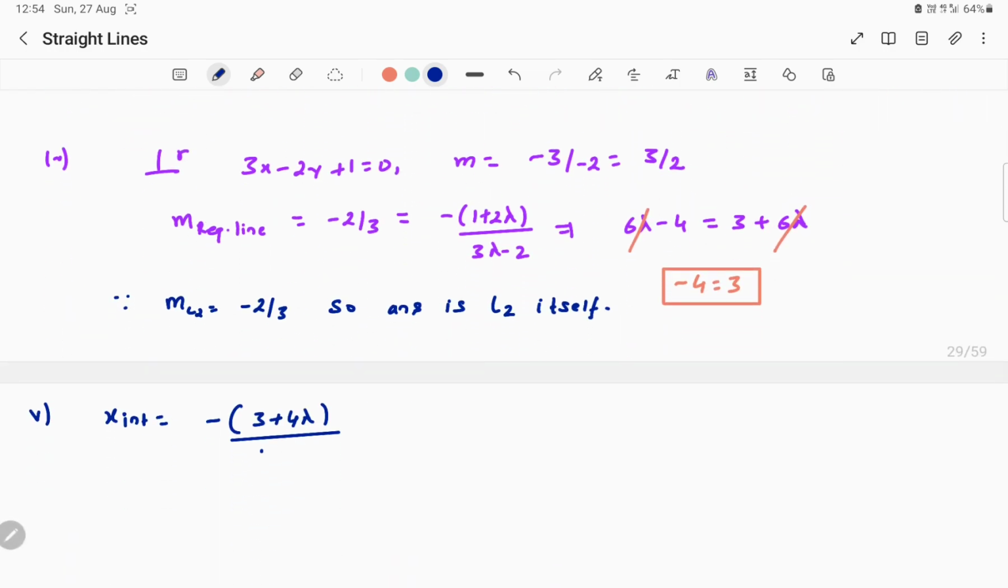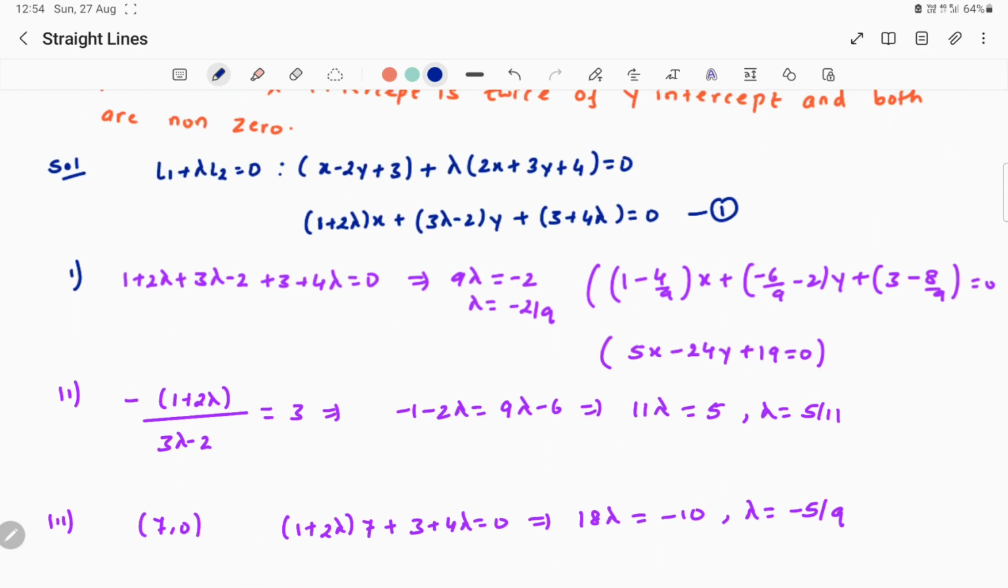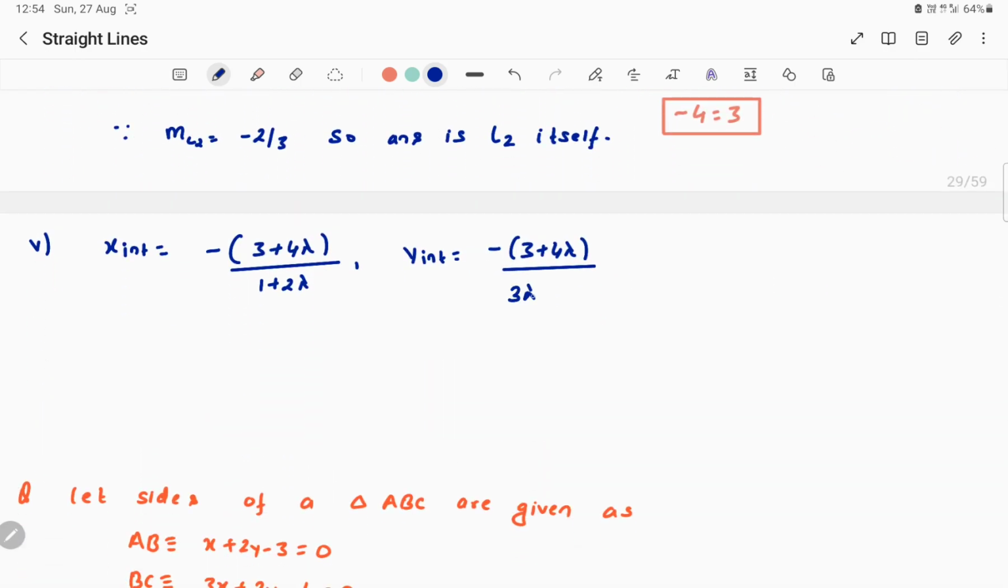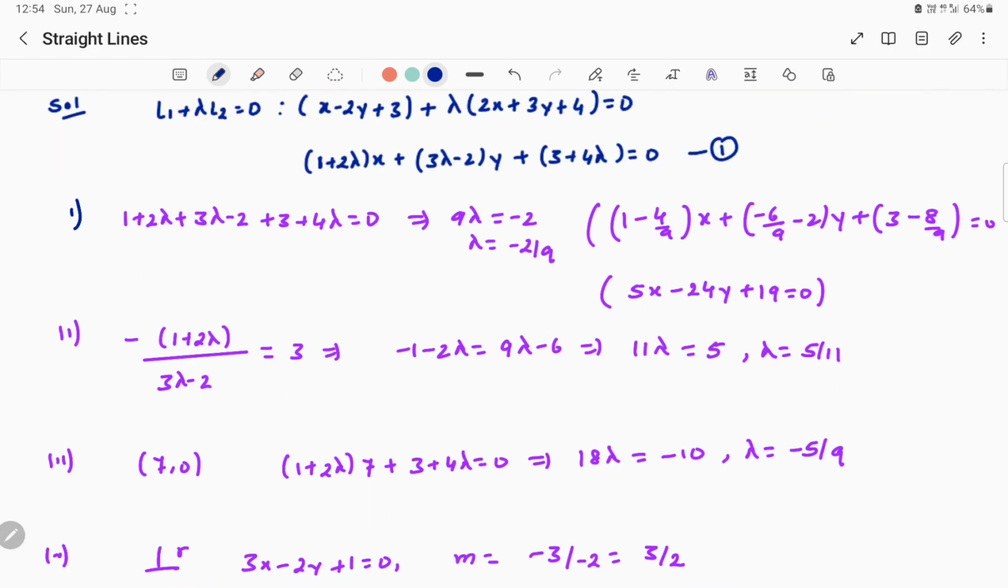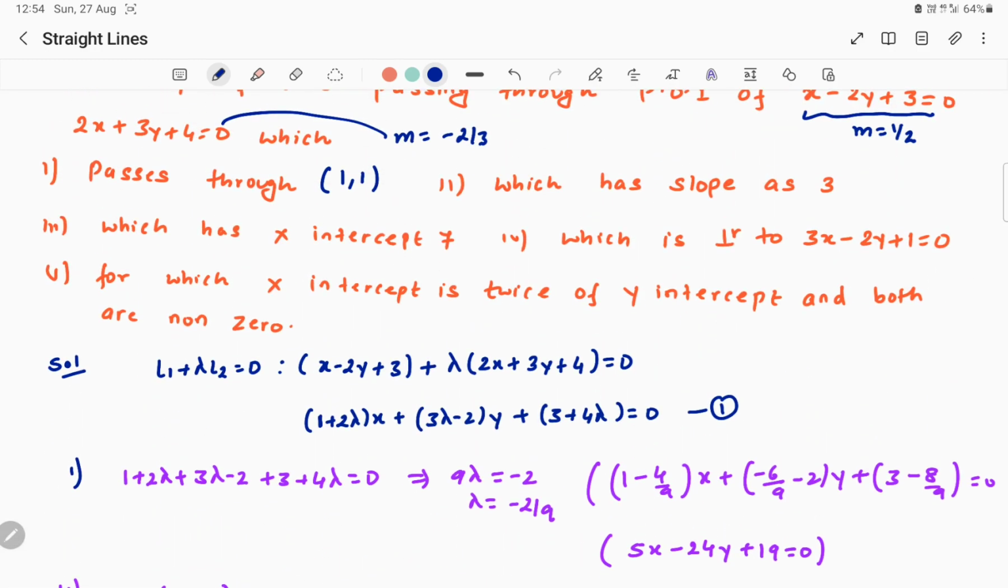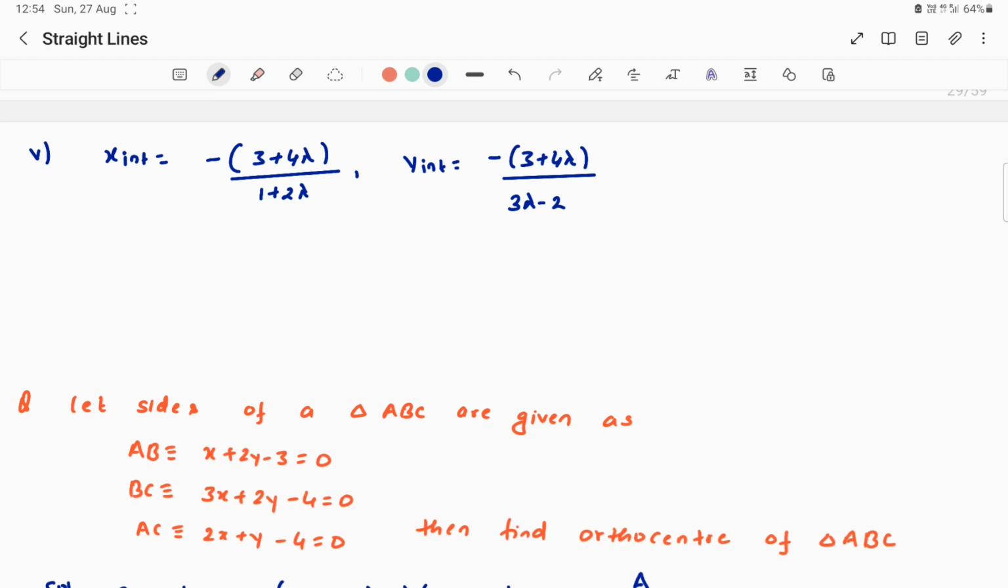1 plus 2 lambda. Similarly, what is the y-intercept? So that is minus of 3 plus 4 lambda, divided by the b value, which is 3 lambda minus 2. Okay. Now what else are they saying? They are saying that the x-intercept is twice the y-intercept. So when you try to equate, what will you write? You will write minus of 3 plus 4 lambda by 1 plus 2 lambda is equal to 2 times minus of 3 plus 4 lambda by 3 lambda minus 2.